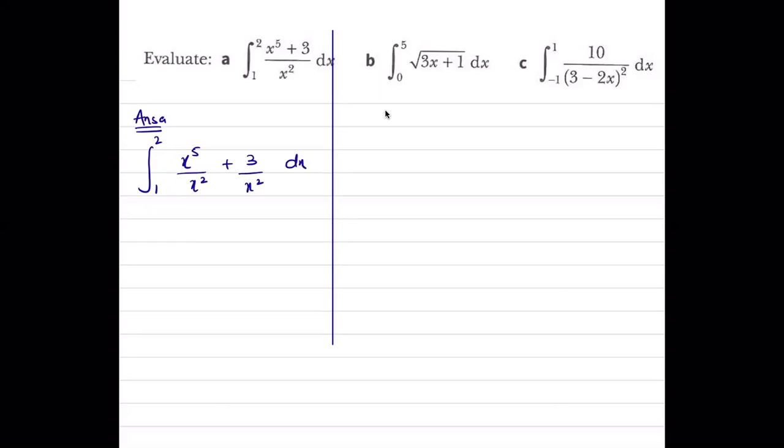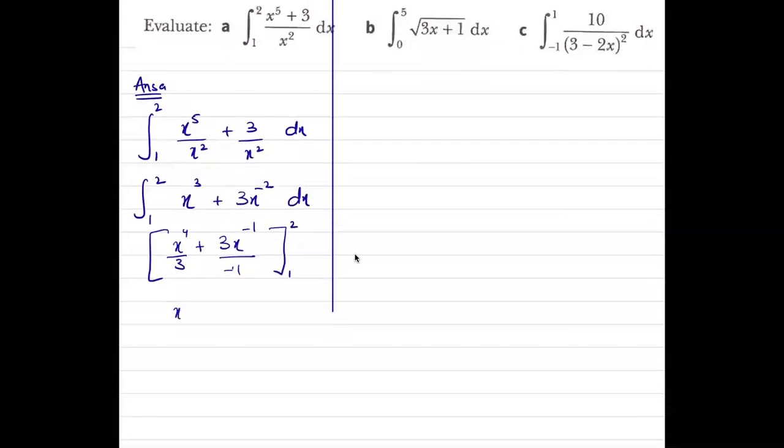And then you can simplify this further. You are going to get x cube plus 3x to the power of minus 2 dx. You are required to integrate this function from 1 to 2. The integration of x cube is going to be x to the power of 4 upon 4, and integration of 3x to the power of minus 2 is going to be 3x to the power of minus 1 over minus 1. And then you are going to remove the integral sign and write the upper limit over here and the lower limit here.